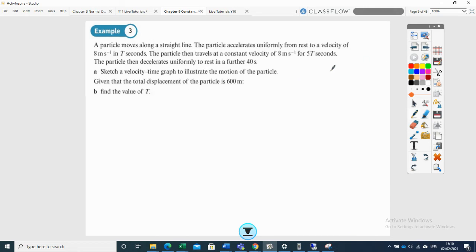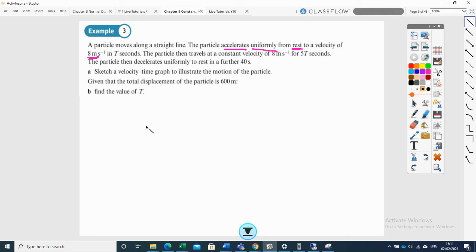Okay, moving on to example 3. The particle moves along a straight line. The particle accelerates uniformly. So it's accelerating uniformly from rest, so from 0 to a velocity of 8 meters per second in t seconds. The particle then travels at a constant velocity at 8 meters per second for 5t seconds. The particle then decelerates uniformly to a rest in a further 40 seconds. Okay, so this is your typical problem-solving type question for this topic.